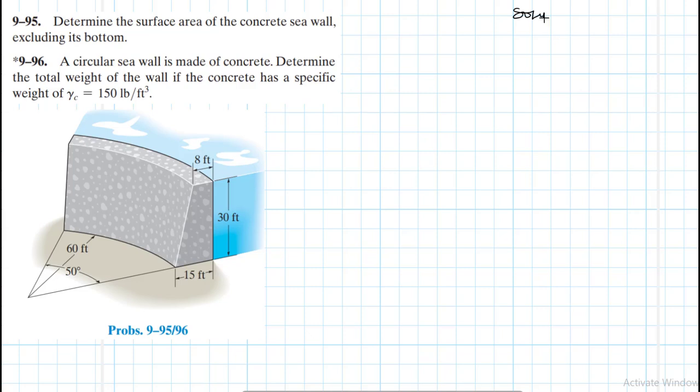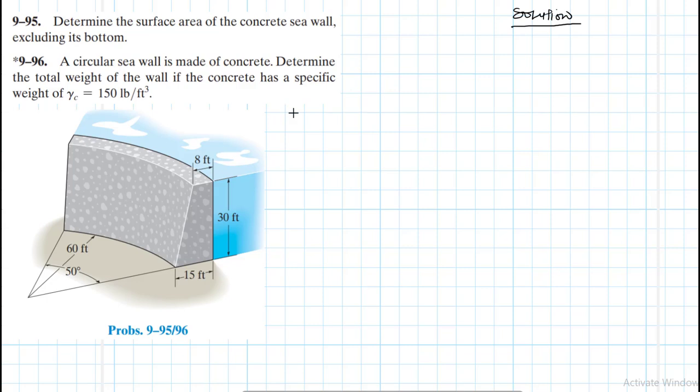This problem is coming from the Engineering Mechanics Statics textbook, 13th edition by R.C. Hibbeler. So we have been asked to determine the surface area as well as the volume, which will later on help us to determine the total weight using the unit weight or specific weight of concrete that has been given.